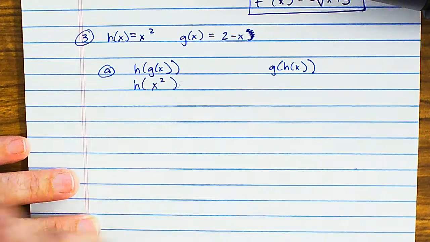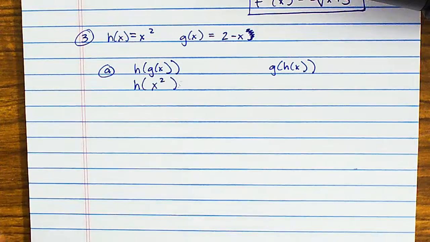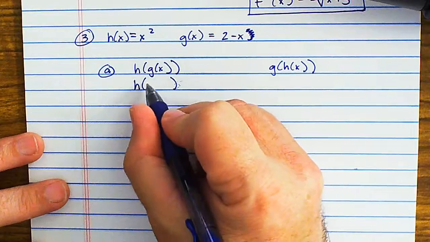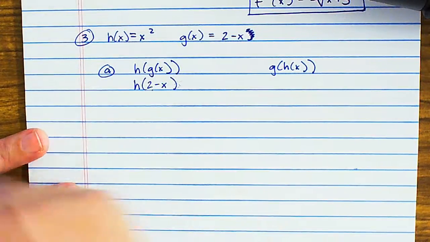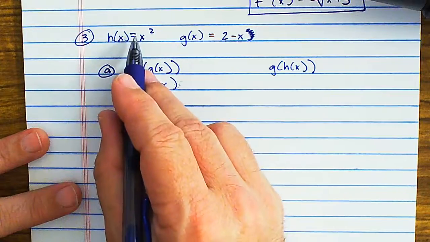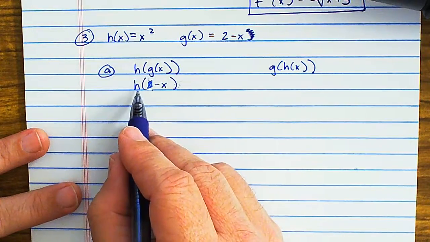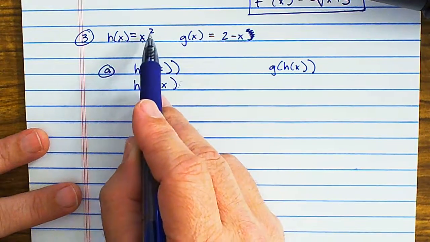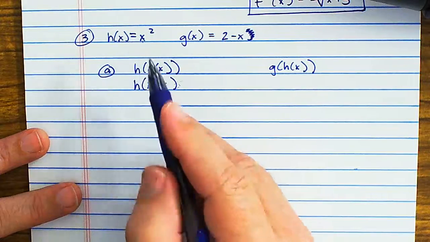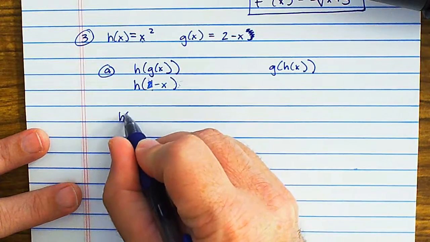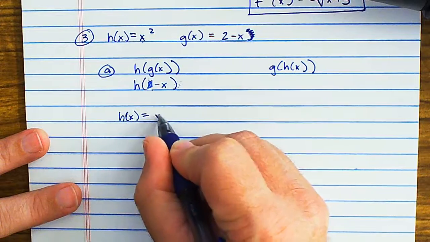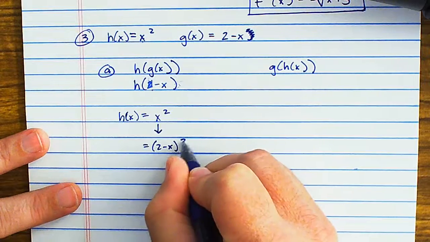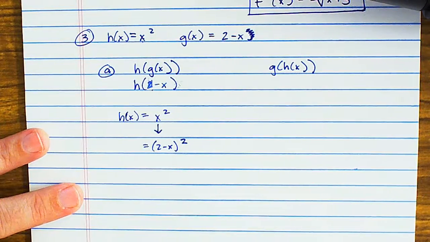Again, it's the morning. g of x is right here, 2 minus x. So that means that I want to take 2 minus x and put it into the h function for x. So this is my h function, which is x squared, but I'm going to replace x with 2 minus x. So instead of x squared, it's going to be h of x equals, well, I'll just write that x squared. We're going to replace that with (2 minus x) squared like that.